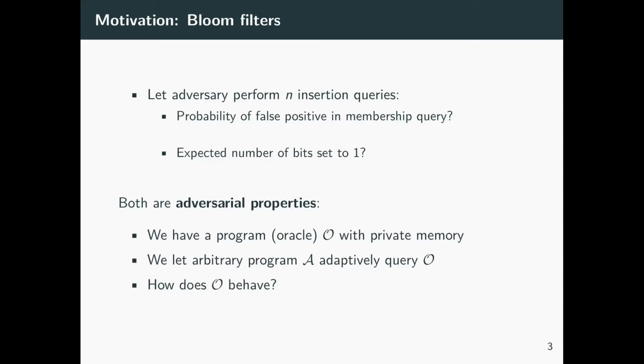Generally speaking, adversarial properties study the behavior of a program or an oracle with private memory with respect to an unknown adversary. The adversary gets to perform queries in an adaptive manner, choosing the inputs of new queries after seeing the outputs of previous ones. Moreover, we differentiate between two kinds of properties. The probability of a false positive is qualitative, in the sense that it's an event that either happens or it doesn't. Meanwhile, the expected number of ones is quantitative, because it is a quantity that we can count.